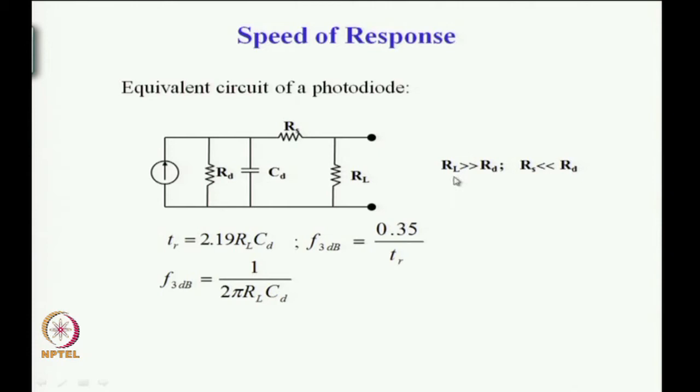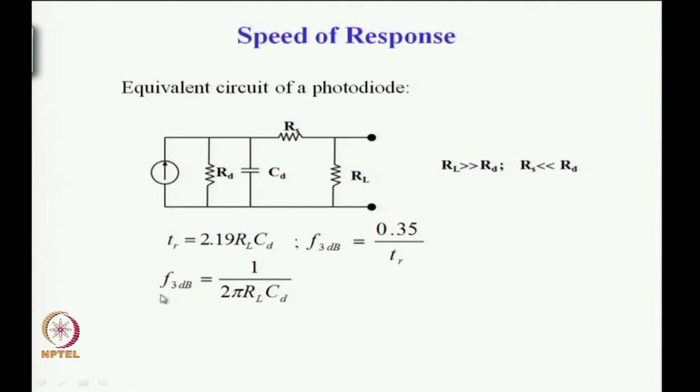The load resistance RL is much smaller than RD, because of the reverse bias. Under the assumption that RD is much larger than RS and RL, we can show that the rise time is given by TR equal to 2.19 RL into CD, and the 3 dB bandwidth of the photodetector is 0.35 by rise time.